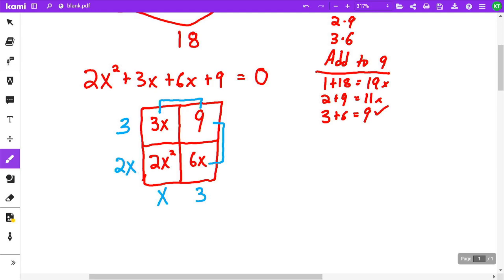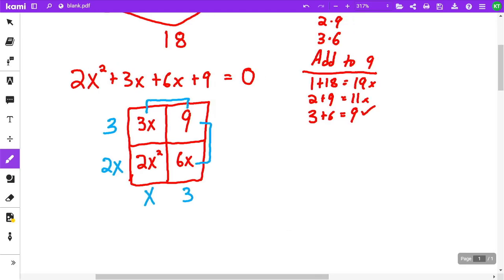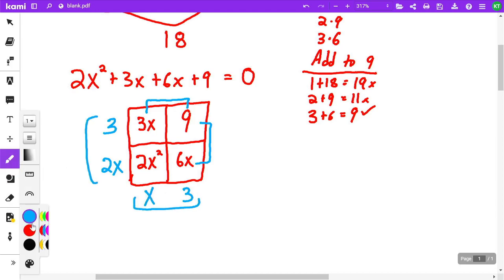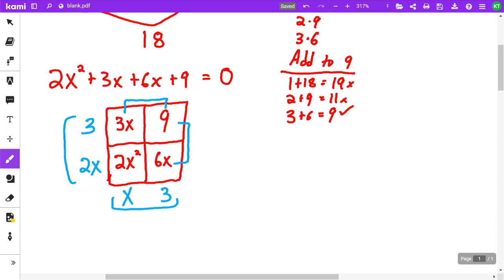And so once we write all of these terms outside of our box, it should all check for itself. So again, now we can see 2x times 3 will give me 6x, and all of our terms are accounted for here. So now I'm going to take these numbers that are on the outside, the x and the 3, and the 2x and the 3, and write them as our factors. So the first one I'll write will be 2x plus 3, and the second one will be x plus 3, and now that's going to be equal to 0. And our last step, just like we've been doing when finding solutions, is to set each one equal to 0 and solve for x.